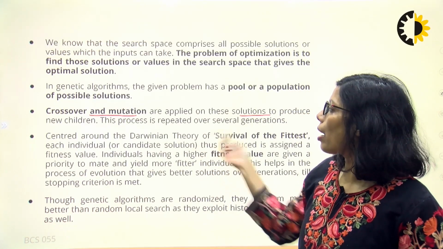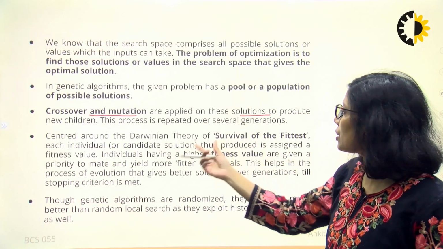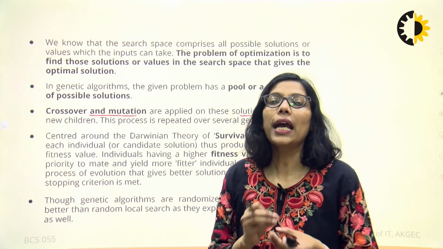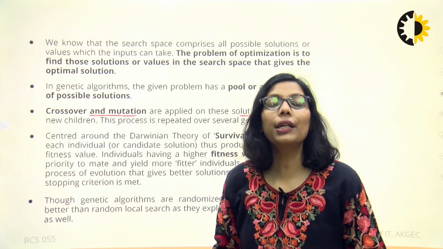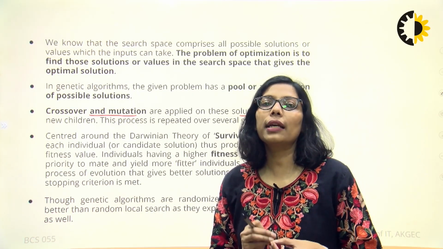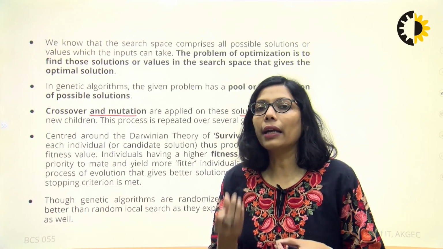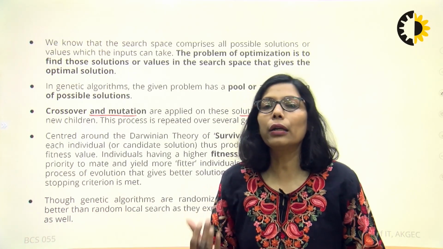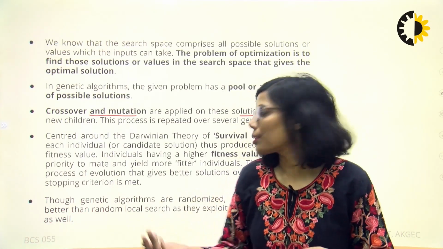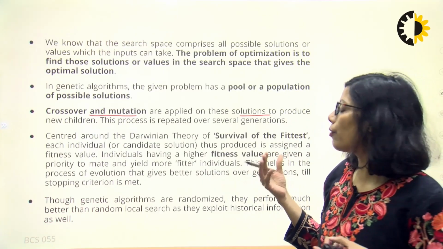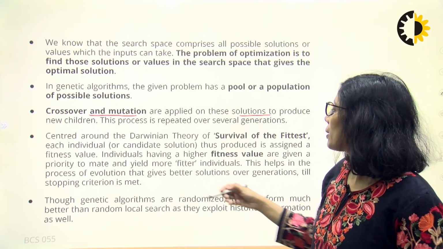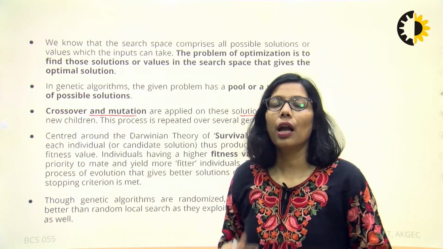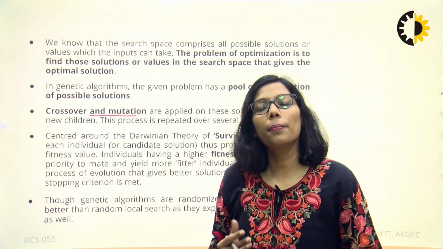Now, centered around the Darwinian theory of survival of the fittest, each individual is assigned a fitness value. Whatever solutions we have are considered as individuals. These solutions, or individuals, are selected on the basis of the principles of natural selection, that is, how fit that individual or solution is. Then those high fitness value solutions are given crossover and mutations. After crossover and mutations, we will get the best solution.